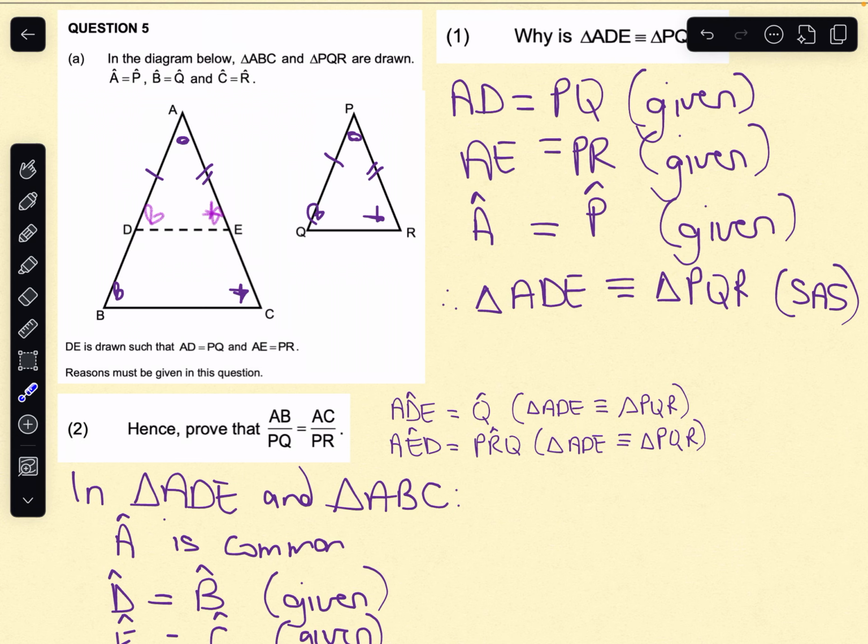Then they say AB over AD is equal to AC over AE, and the reason that they give is line parallel one side triangle. I don't know what reason that is. I've never seen it in my life. Yeah, no. I'm not even gonna lie to you. I don't know. I don't know.